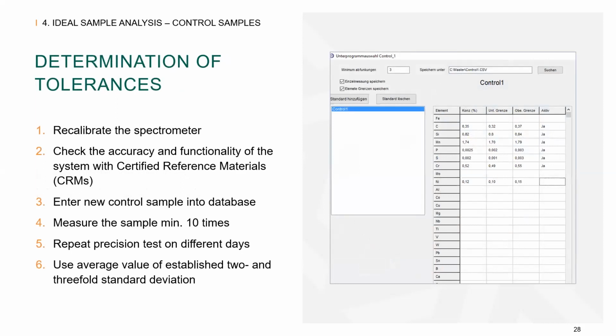So for all processes, it is important to have a set of defined tolerance levels. The best way to go about doing so is to recalibrate your spectrometer and check the results with CRMs. Then, with the known values of the CRM, define this as a control sample on the database of the spectrometer. To ensure the highest reproducibility, measure the samples 10 times per day on different days with recorded deviations so as to create an acceptable tolerance. Results should be within 2 and 3 sigma of the known value.